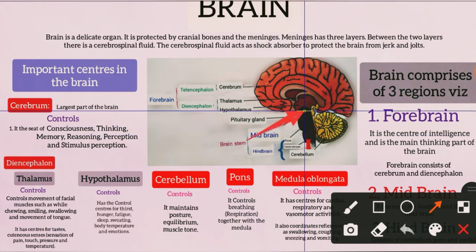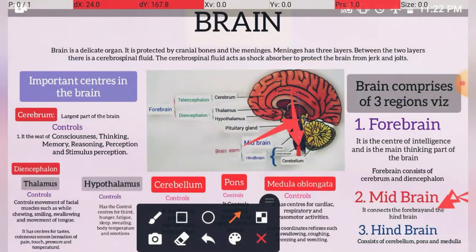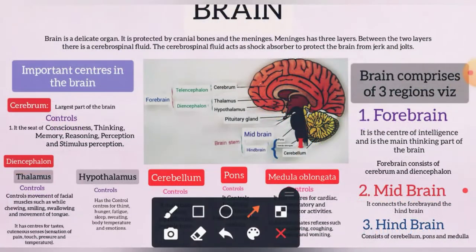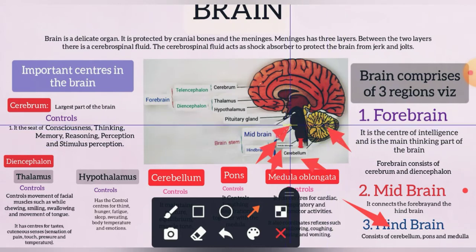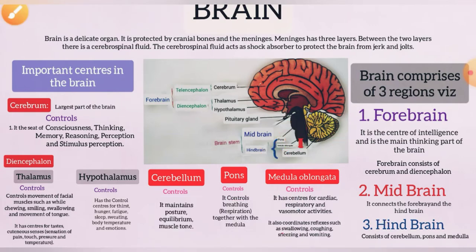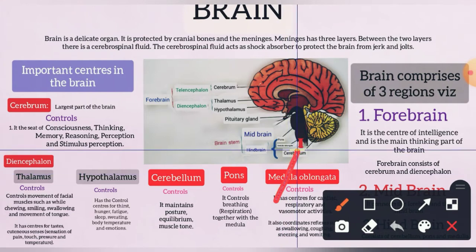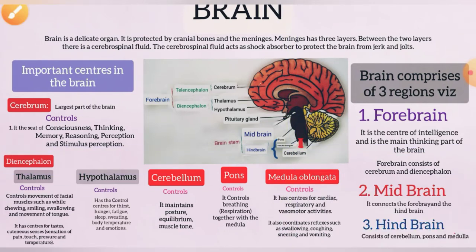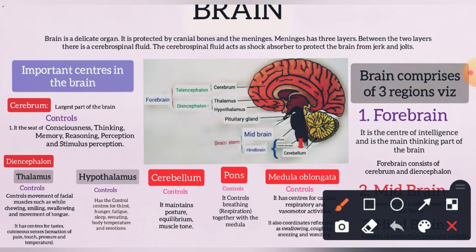This area here forms what is called the midbrain. The forebrain and the hindbrain are connected by the midbrain. And the hindbrain consists of the pons, the medulla oblongata, and the cerebellum. This is the cerebrum, that is the pons, and this is the medulla oblongata. Below the medulla oblongata, right here, there is a spinal cord which runs down to the vertebral column.